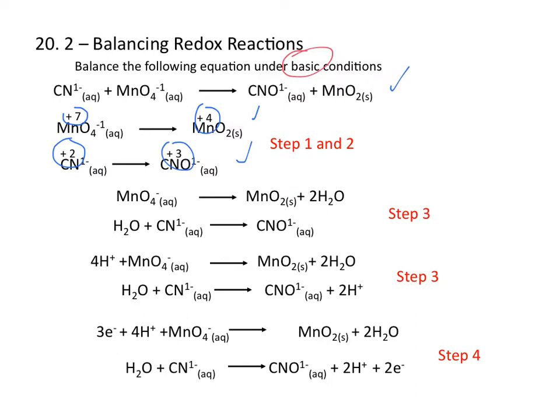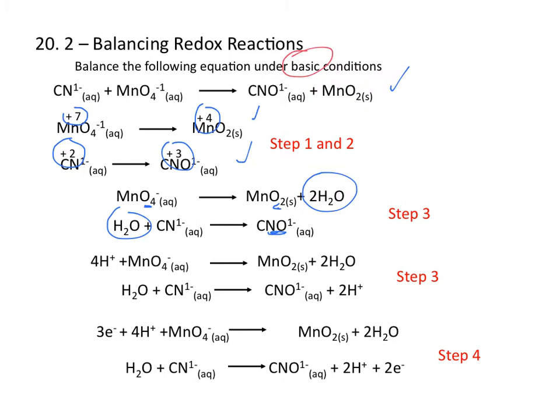Now, step number 3, what we're going to be looking at is, of course, balancing our oxygens. Notice that on the left-hand side here, we have 4 oxygens. We have 2 coming from our manganese oxide. So we're going to add 2 waters in order to balance the oxygens present. We're going to do the same thing with our oxidation half reaction. In this case, we have a single oxygen on the right-hand side, so we're going to add a single H2O molecule on the left.